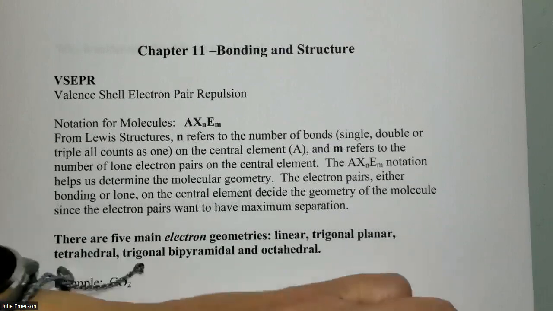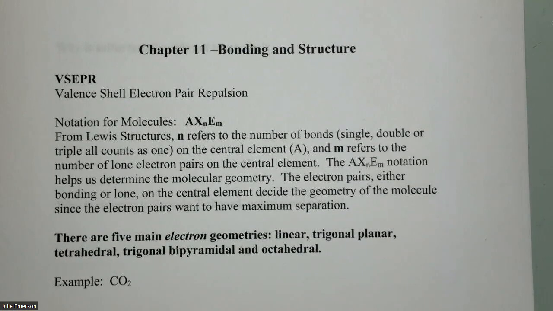So with VSEPR, valence shell electron pair repulsion. VSEPR theory is now that we understand covalent bonding and we understand when is a double bond appropriate, triple bond, et cetera, and we understand formal charges to come up with the best possible structure. And we've started to talk about expanded octet. Now what we're going to do is look at what that structure looks like.